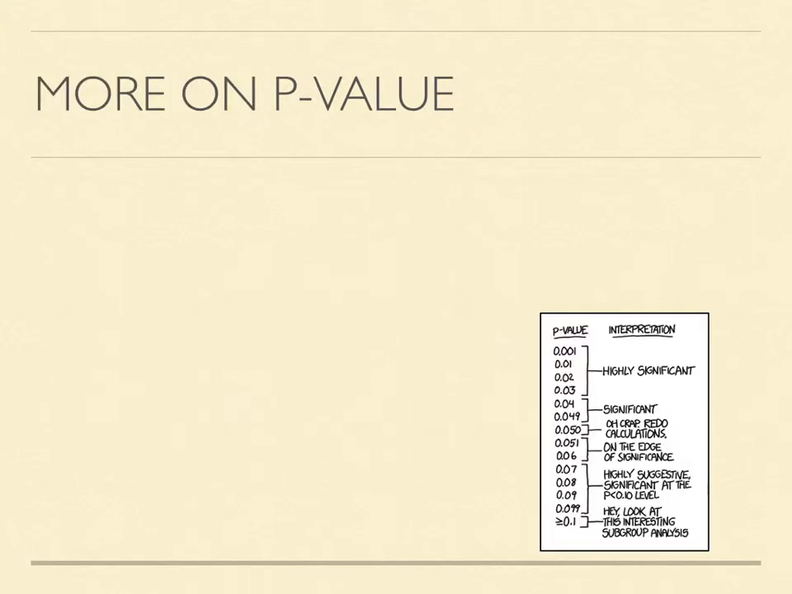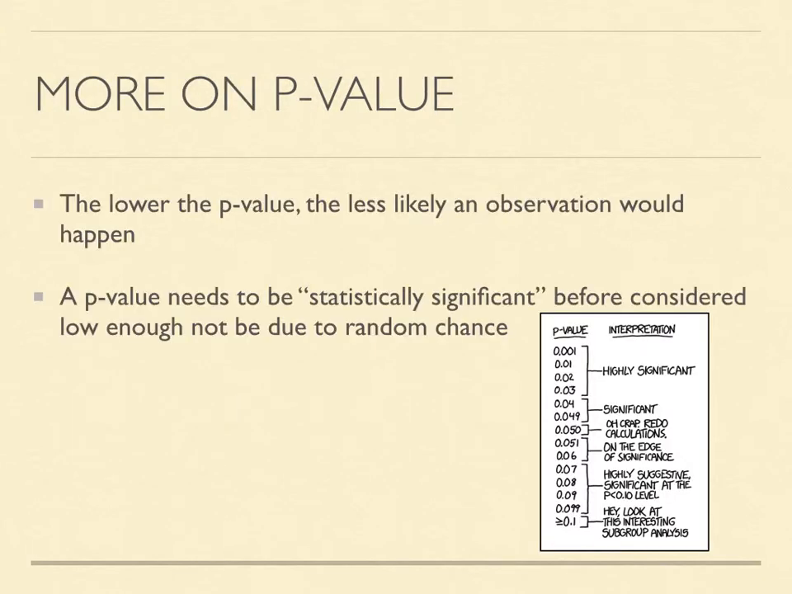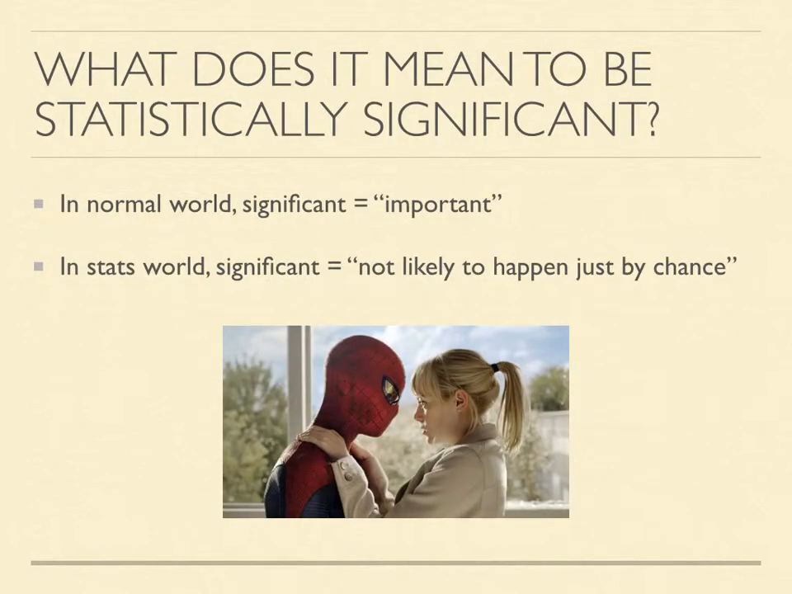Now, a little bit more on p-value. The lower the p-value, the less likely an observation would happen, which makes sense. If your probability is lower, there is less of a chance that it would actually happen. So how do we know what makes our p-value low enough to know that it's not due to random chance? Well, it needs to be, quote unquote, statistically significant. So what does it mean to be statistically significant?